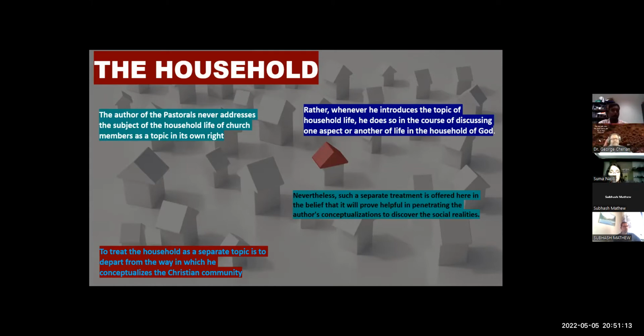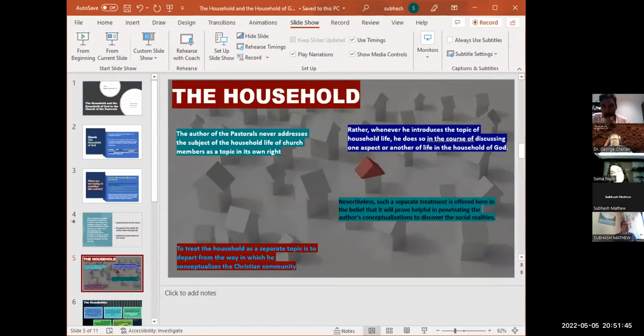Yeah. So I didn't understand that the author of the Pastorals never addresses the subject of the household life of church members as a topic in its own right. That is in the article. Actually, this is a continuation of a couple of other chapters. They are talking about chapter 3 and so on, which we have no clue about. So whenever he introduces the topic of household life, he does so in the course of discussing one aspect or another of life in the household of God.